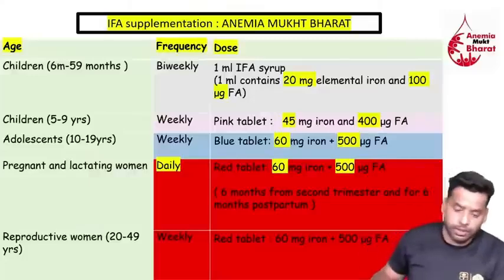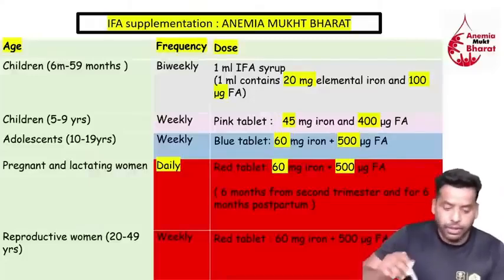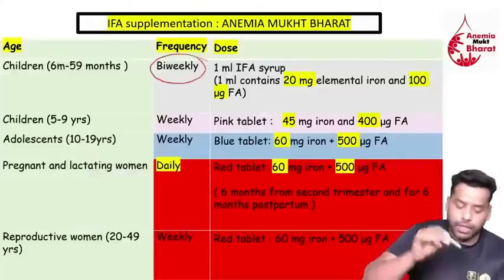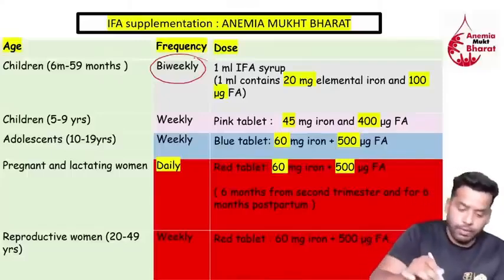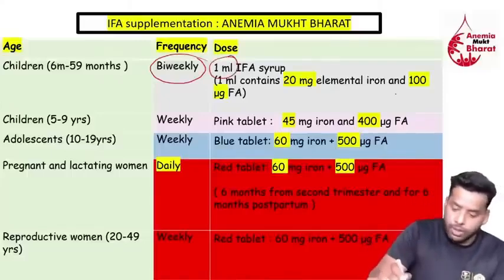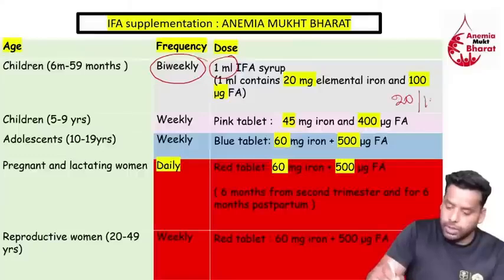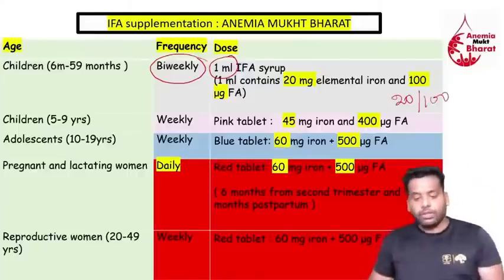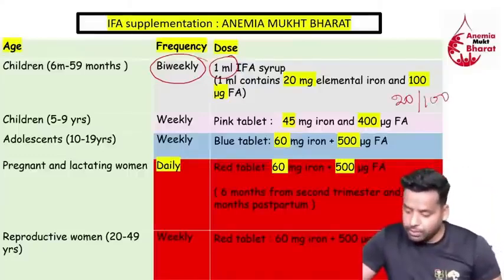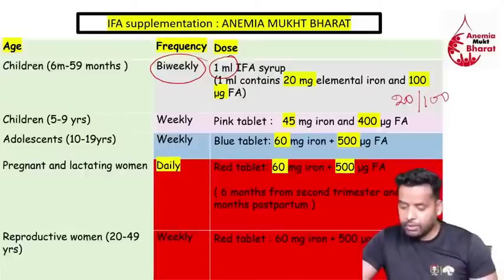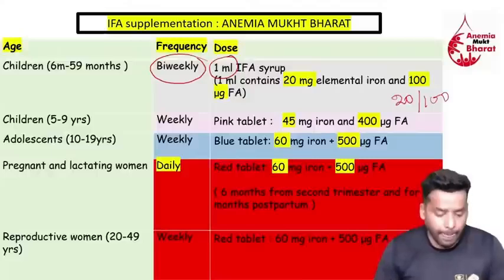Anemia Mukt Bharat supplementation you should know. Till 5 years, starting from 6 months, we are giving bi-weekly 1 ml syrup. What is the composition of 1 ml syrup? Tell me in numbers. 20 100: 20 mg elemental iron, 100 microgram folic acid.